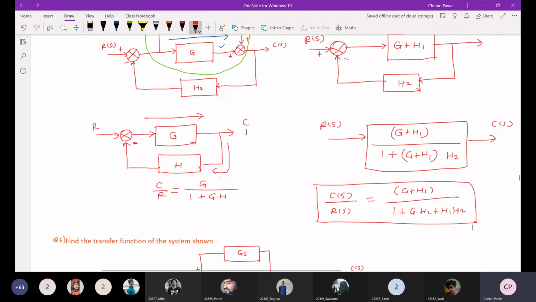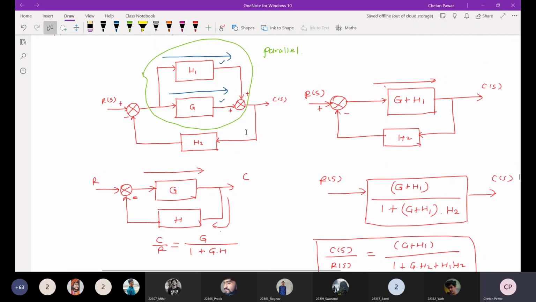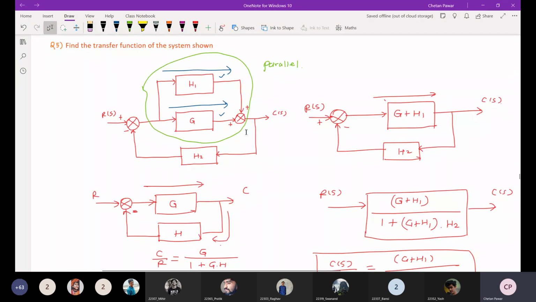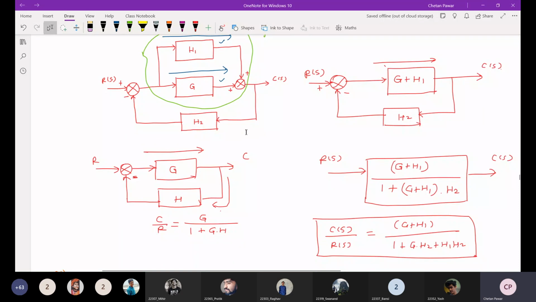Any doubt in this case? Any doubt in this problem? So can we proceed?